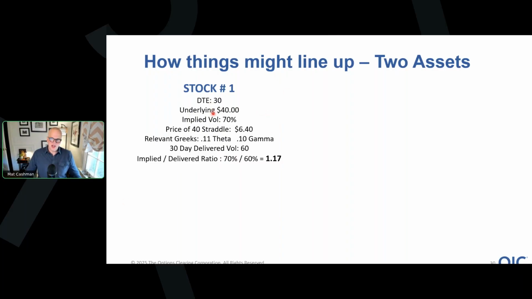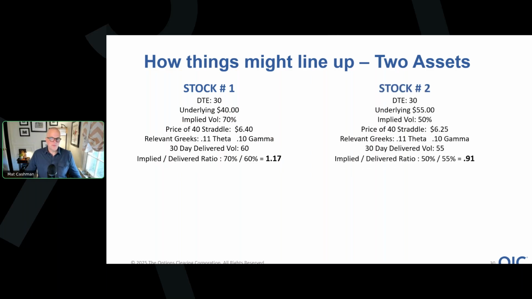It's a $40 stock. Implied vol is a 70, and the price of the at the money straddle is $6.40. You can look at the Greeks of that straddle. It's got 11 cents of theta, 10 cents of gamma, and the 30-day delivered vol is a 60. So when we do our math, implied divided by delivered, the ratio here in stock 1 of the 30-day implied over the 30-day delivered is a 1.17.